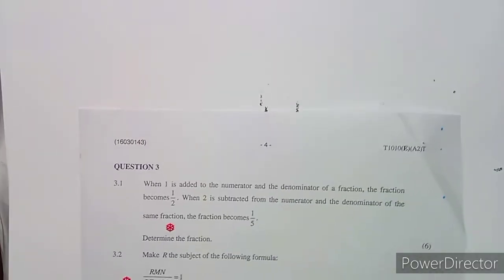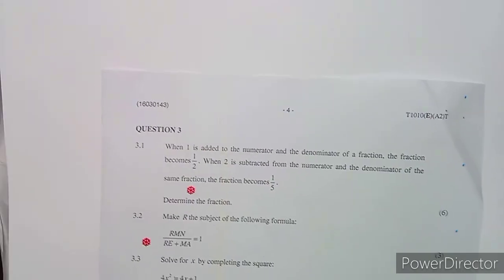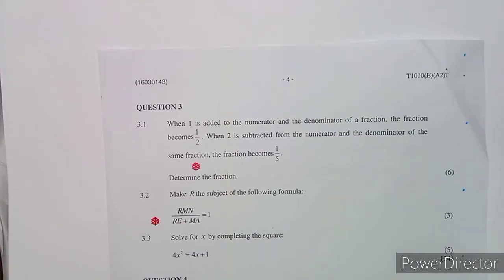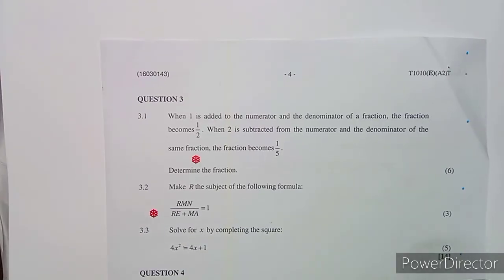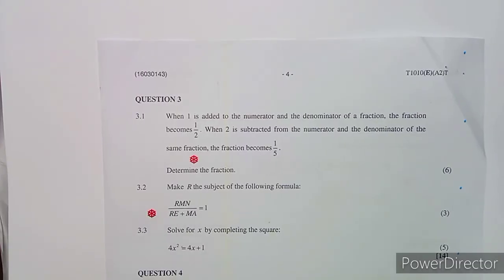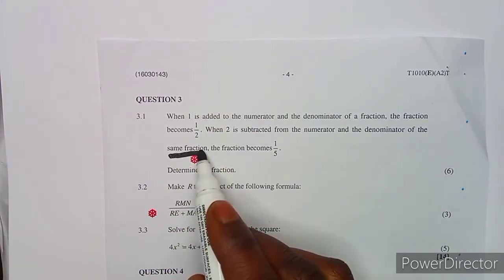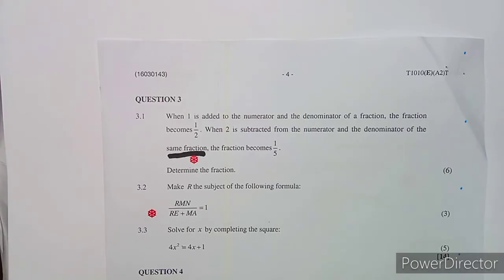All right, let's see this part now on question number 3. We are given a condition that when 1 is added to the numerator and the denominator of a fraction, the fraction becomes a half. And when 2 is subtracted from the numerator and the denominator of the same fraction, take note, we are talking about a certain fraction, the fraction becomes 1 over 5. Determine the fraction.